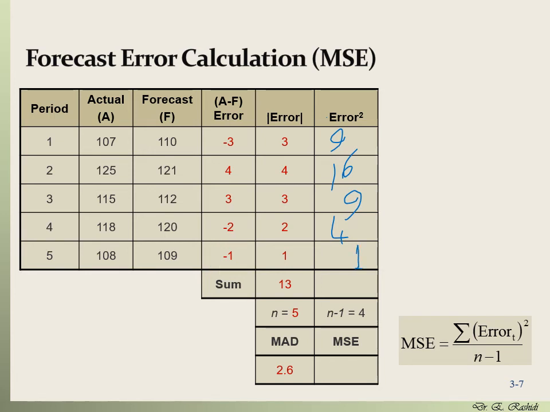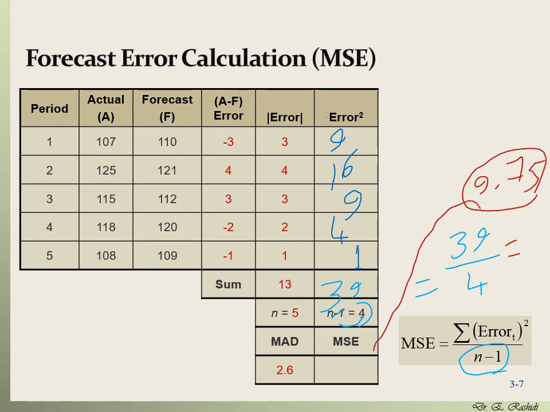Now we sum the squares of the errors up. The summation of these would be 39. And we have to divide it by n minus 1, as in the formula. So the MSE would be 39 divided by 5 minus 1, which is 4. 39 divided by 4 is equal to 9.75. So that's going to be our MSE, 9.75.